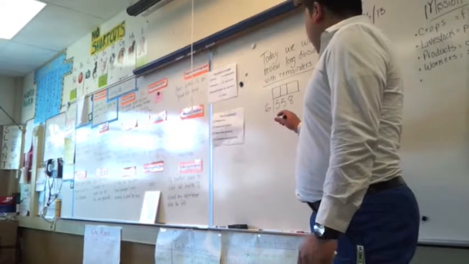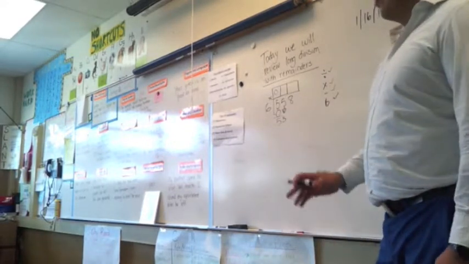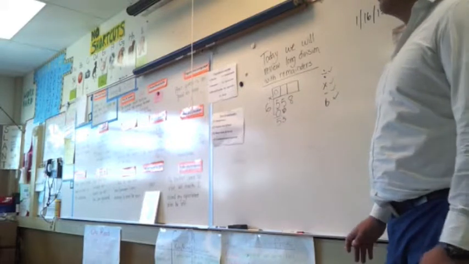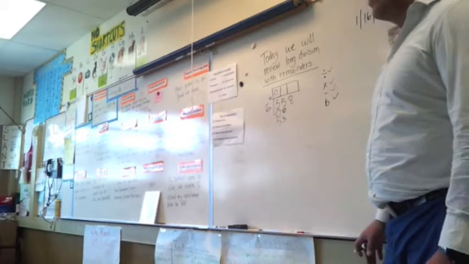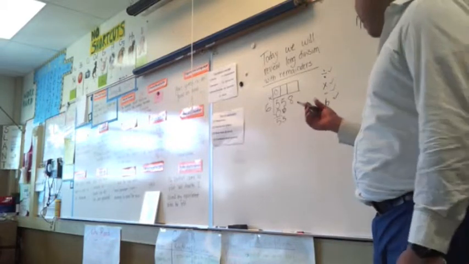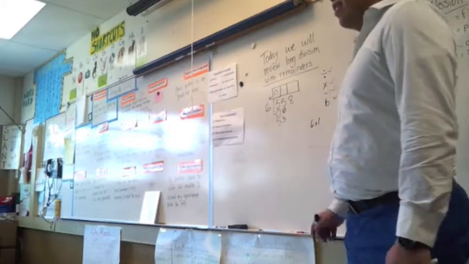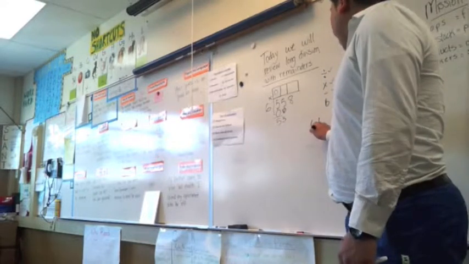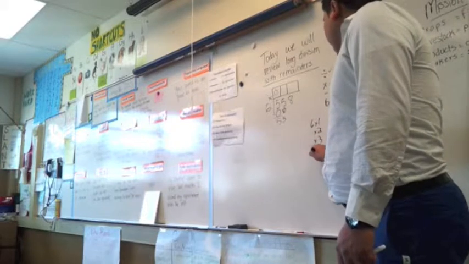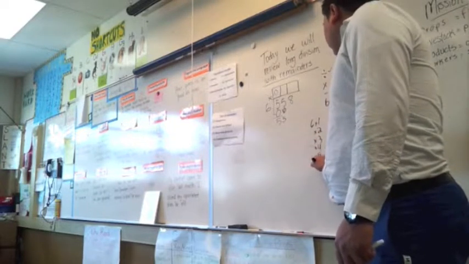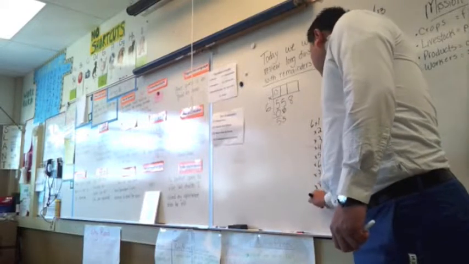What can I do if I don't know my facts? You fix that one. Six times 1, 6 times 2. What does that do? 6 times 1 is 6. 6 times 2. So I write down my math facts. 6 times 9.